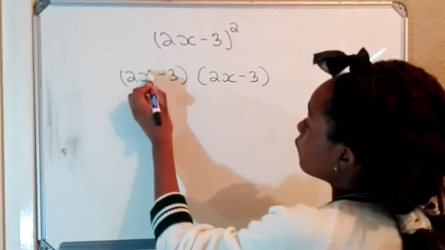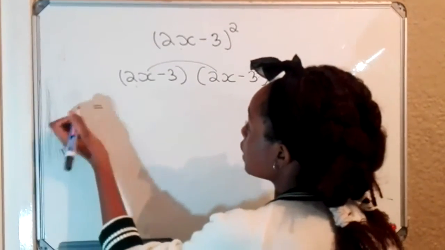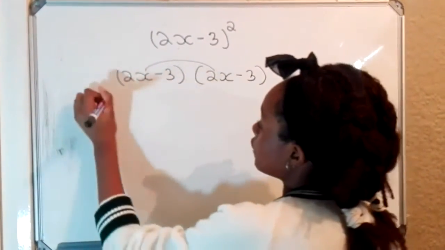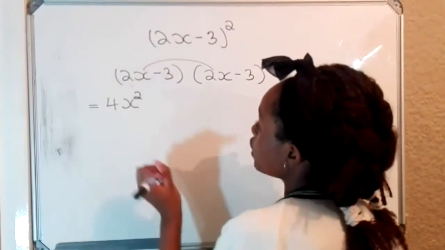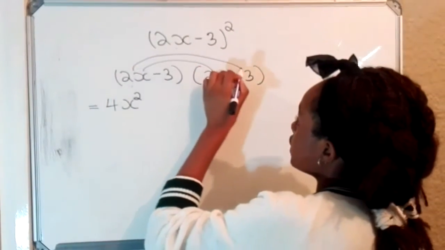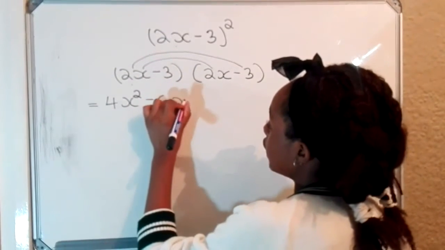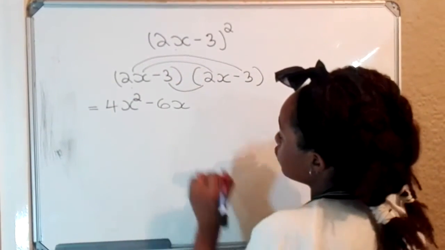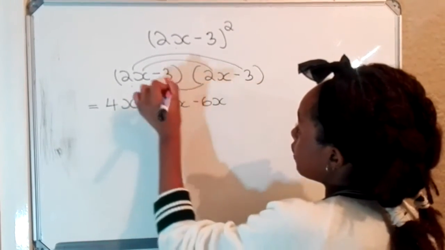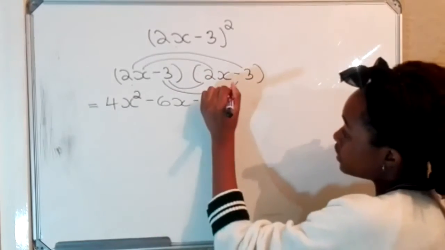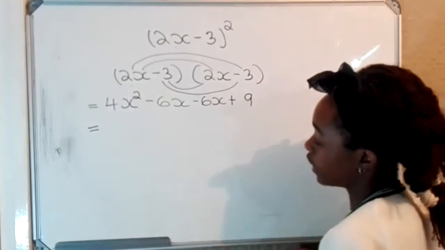So we'll then FOIL. 2x times 2x: 2 times 2 gives an answer of 4, and we add the exponents, 1 plus 1 is 2, so we have 4x squared. Then we have 2x times negative 3. 2 times negative 3 gives you minus 6, and we're left with x there. Minus 3 and 2x gives you an answer of minus 6x. Minus 3 times minus 3 gives you positive 9. We're not done here. We have like terms, so we can add or subtract the coefficients.